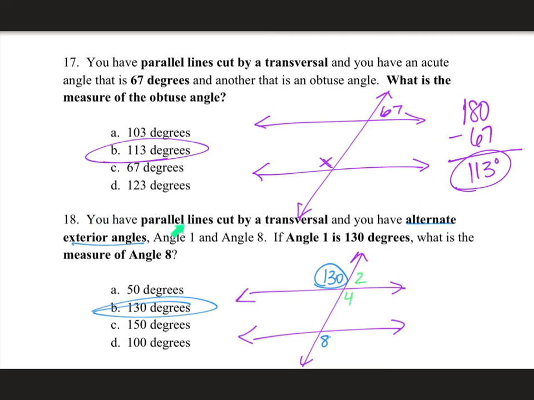Number 18 is asking about the same thing, parallel lines cut by a transversal, but this time they say they have alternate exterior angles, angle 1 and angle 8. And they tell you that angle 1 is already 130 degrees. Angle 8, if they're alternate exterior, they are congruent, which means that if this one is 130, so is 8. So that's why we chose B, 130 degrees.